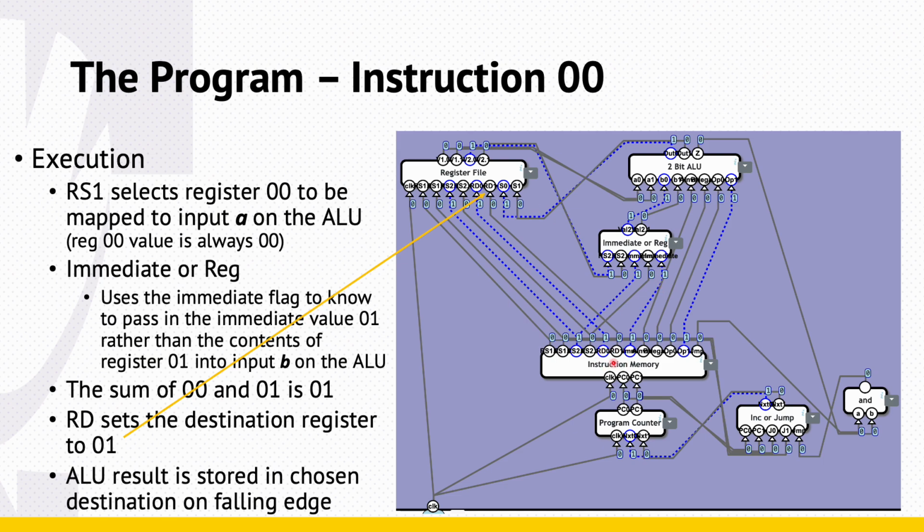RD, coming from our instruction memory up to our register file, sets our destination register to 1, and the value comes from the result of our ALU. So on the next falling clock edge, the value 1 will be stored in register 1.